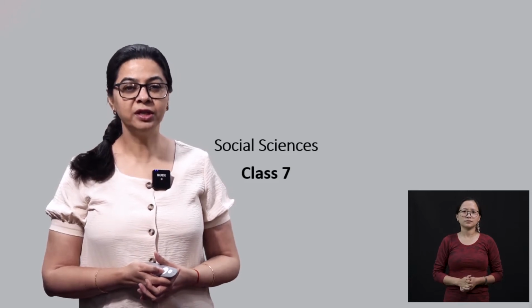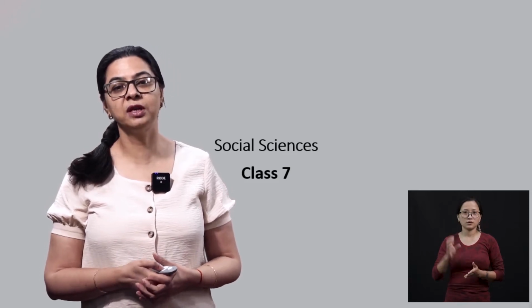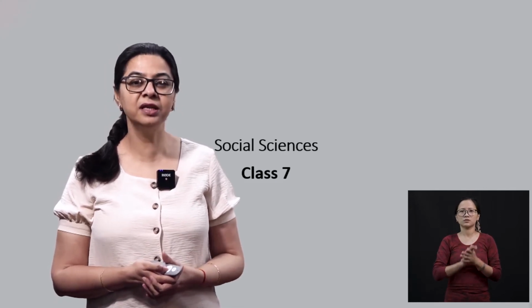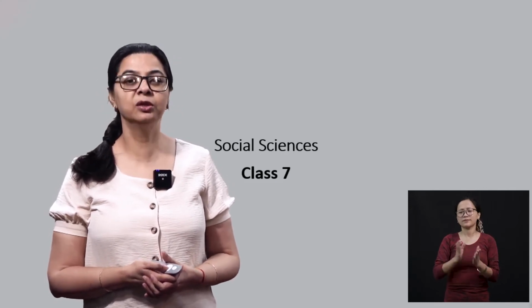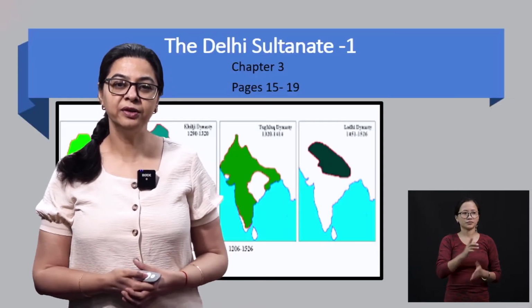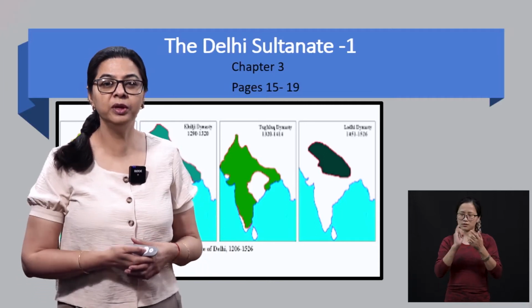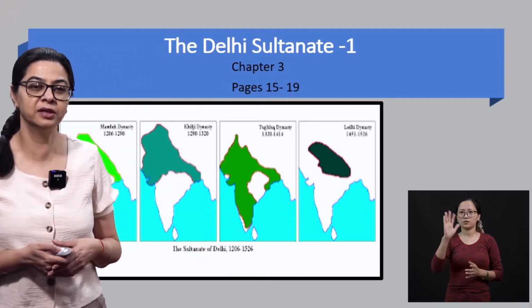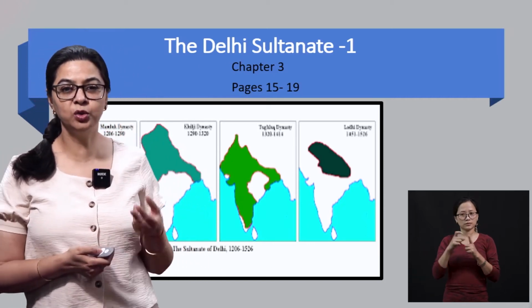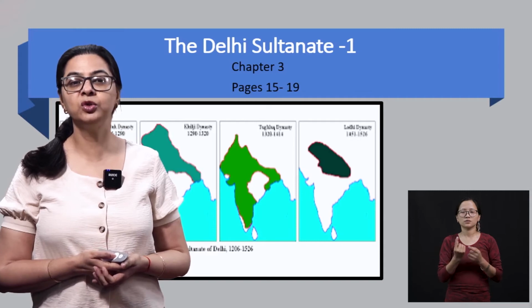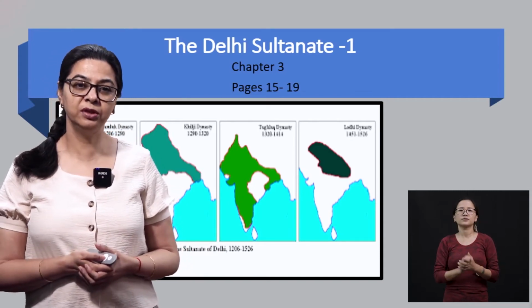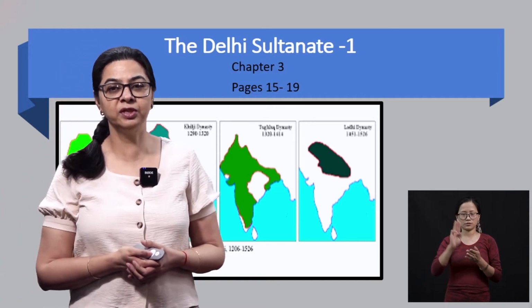But fortunately for the country, they also gave us a good administrative system, a good revenue system. They kind of organized the country, especially the northern part of India. So as I said, there were 5 dynasties, and we will be reading about all 5 of them. But this chapter, the Delhi Sultanate, has been divided into 2 parts, so today we are only going to concentrate on the first part. This is your chapter number 3, and the pages would be 15 to 90.